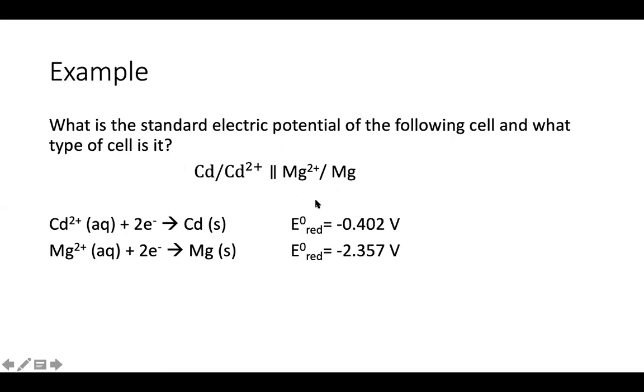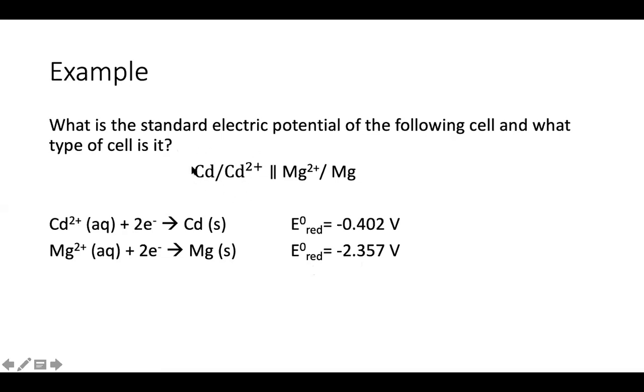Magnesium, on the other hand, is on the right-hand side of the double line. So this is the cathode, where reduction occurs. Because we know magnesium's being reduced, and this half reaction for magnesium is already in terms of its reduction potential, we don't need to change this magnesium equation. But cadmium, which is written in terms of reduction below, is being oxidized.